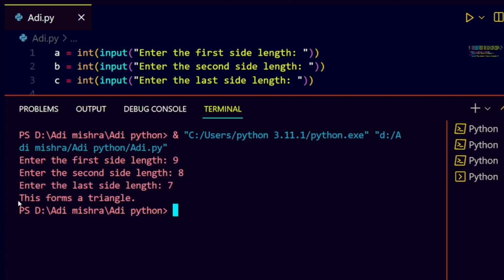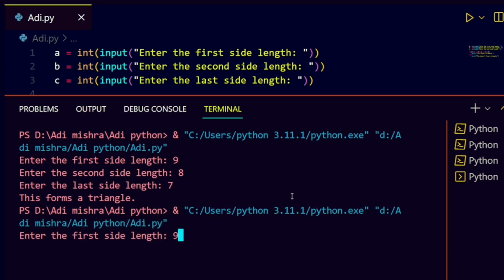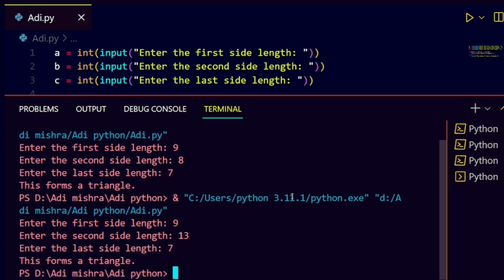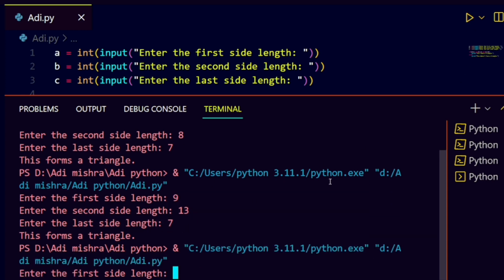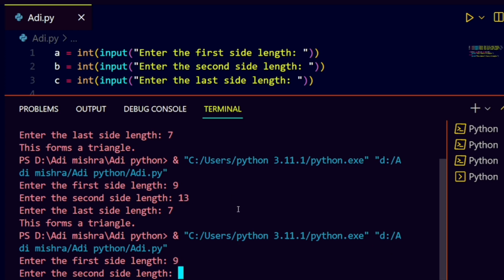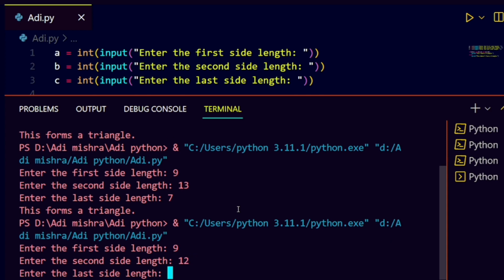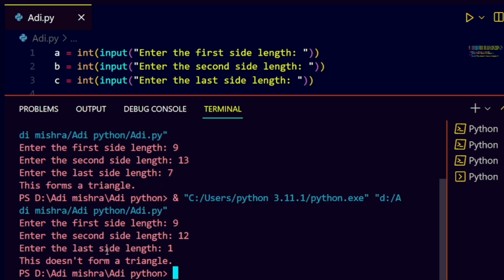Now let's test for the next one, when it's not a triangle. Let's say 9, second is 13, third one is 7. So this, again, forms a triangle, because 9 plus 7 is 16, which is greater than 13. So let's write 9, again, 12, 1. This doesn't form a triangle. So this was the case when it doesn't form a triangle.